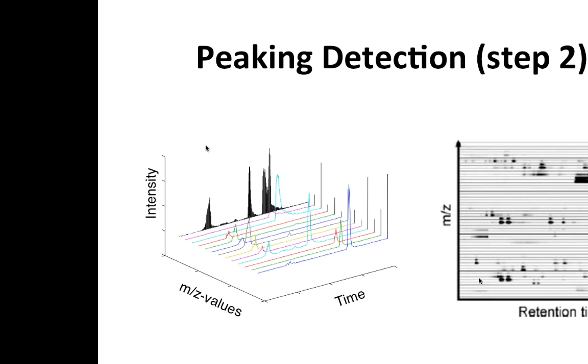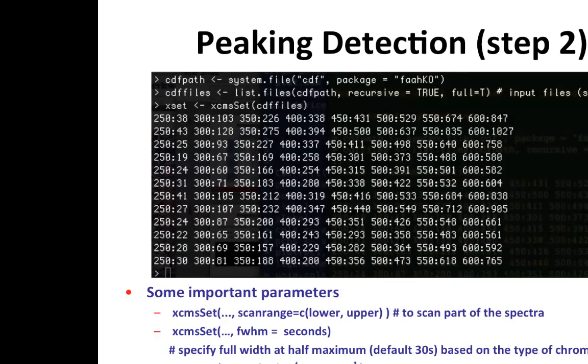For XCMS, it tries to detect the peaks along the MZ dimension, across different retention times. So that's the slice. It is going to chop this spectra at each MZ and try to detect peaks. Now, this is our first step, and we can try to do this peak detection for our file. So I'm going to.